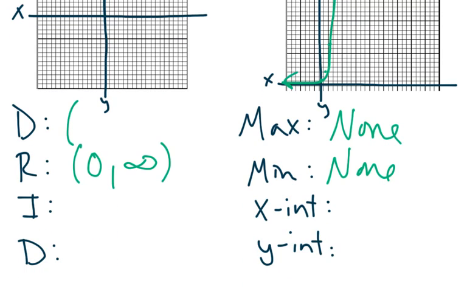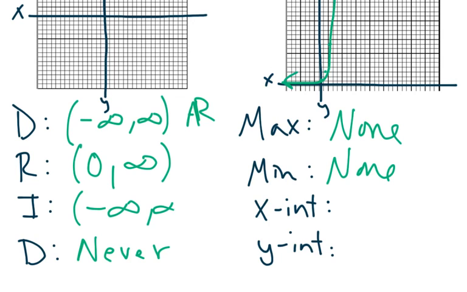Our domain is all real numbers. It keeps going left, keeps going right. So from negative infinity to infinity, or you'd write all real numbers, which there's some fancy term that you can write there. It's never decreasing. Its increasing is the same as the domain. So negative infinity to infinity. Okay, there is no x-intercept because it never touches the x-axis. The y-intercept is at 0, 1. And there we go with that one.